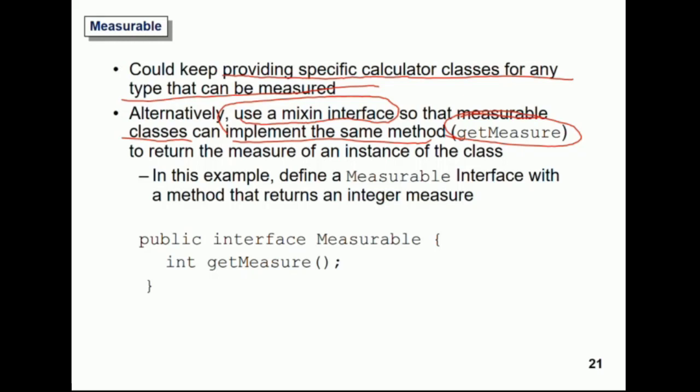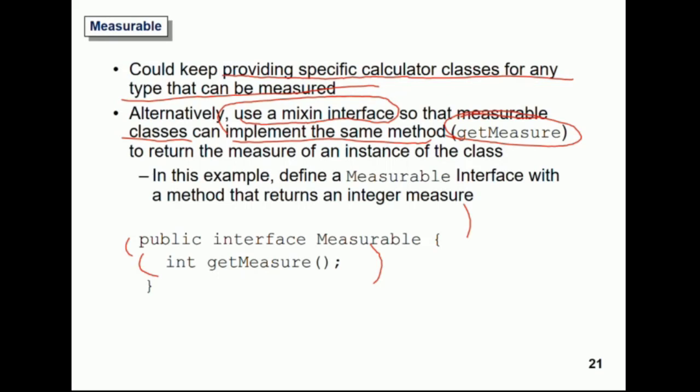Okay. So the first thing that you need to do is define the measurable interface, and you need to define what it is you want to extract. What is that value that you want to extract from the cash box, from the account, that is the common behavior? So you define your interface, public interface Measurable, and you define a method called getMeasure.